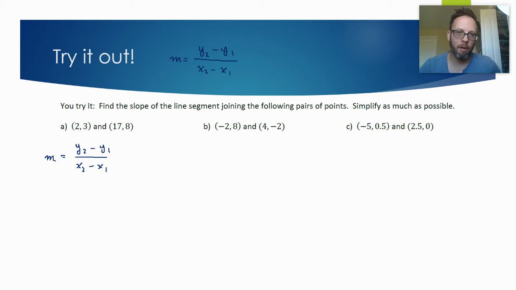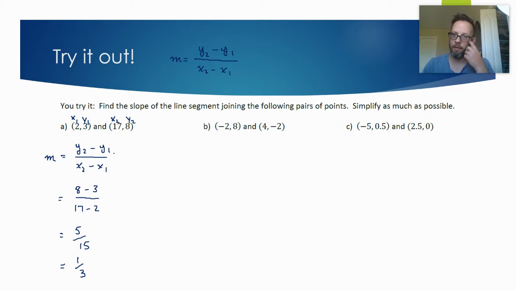But I usually take my 2 points in questions like these, and I'll just label them above. Okay, that's my x1, y1, and this is my second point, x2 and y2. And then I see everything I'm going to plug in. y2 minus y1, that's 8 minus 3. x2 minus x1, that's 17 minus 2. That gives me 5 over 15, which is completely right. However, we should be getting used to putting things in as simple as possible. So in lowest terms, that is 1 over 3. And that's the slope of that line segment.